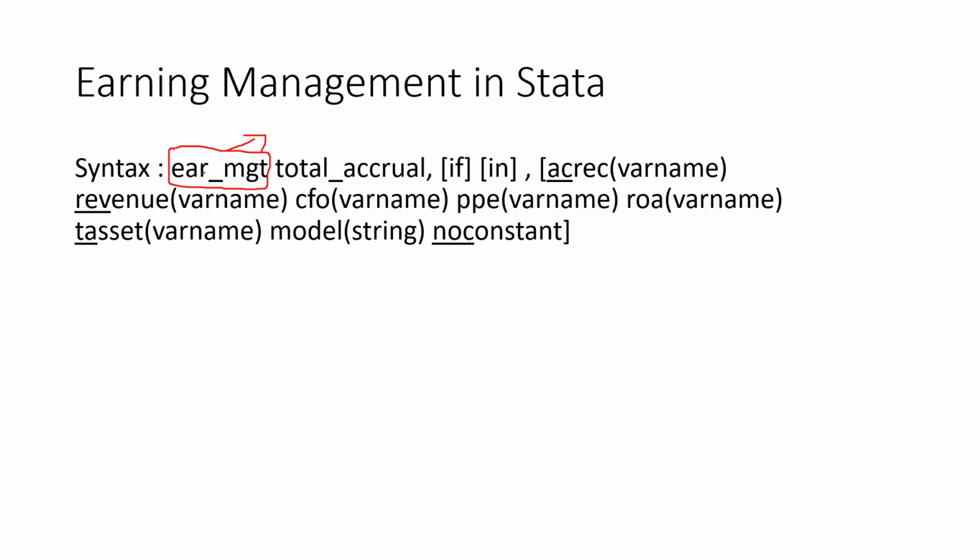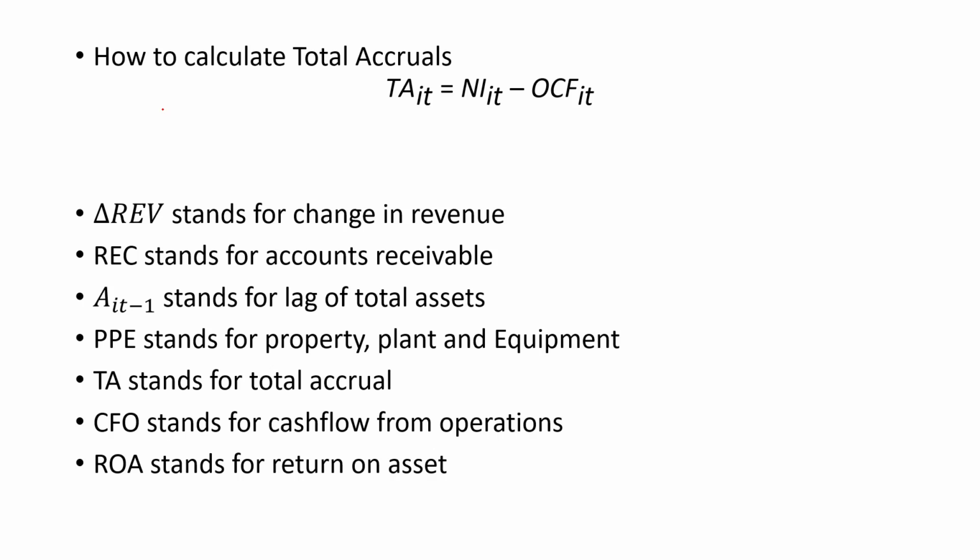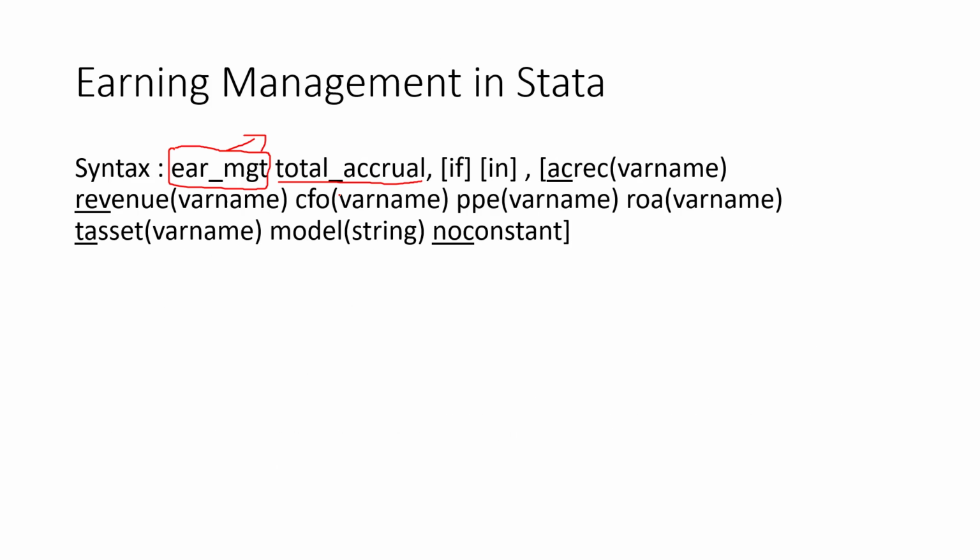Okay, so once you have written the command name, then you need to specify the variable in your data set that contains total accruals. Remember, you do not need to calculate this whole part. You just need total accruals, and the command would automatically divide it by the lag of total assets, right? So you just need to provide the total accruals. You can also use if and in parameters, conditional statements.